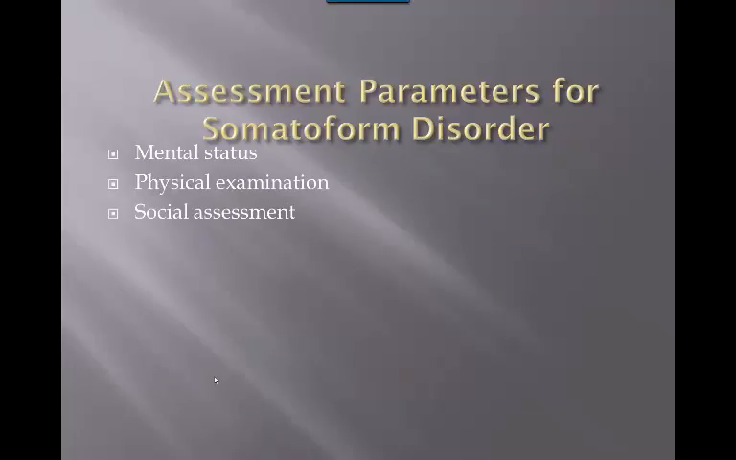Again, assessment parameters for somatoform disorders. We're going to look at mental status, physical examination, and social assessment. And nursing diagnoses then for clients with somatoform disorders focus on identifying the causes of dysfunctional coping and issues related to the family and psychosocial interactions.